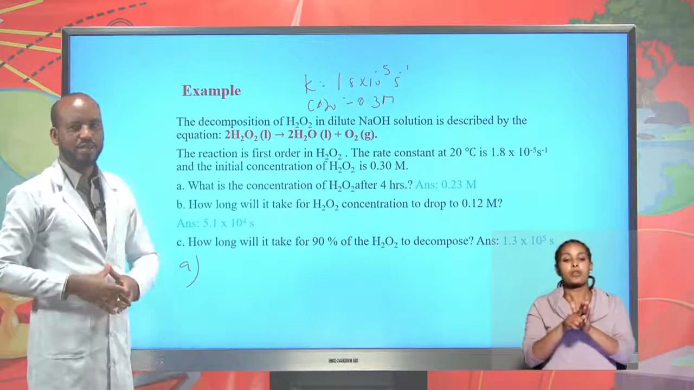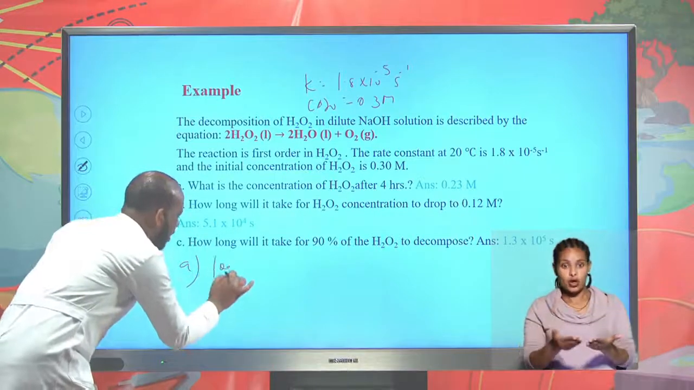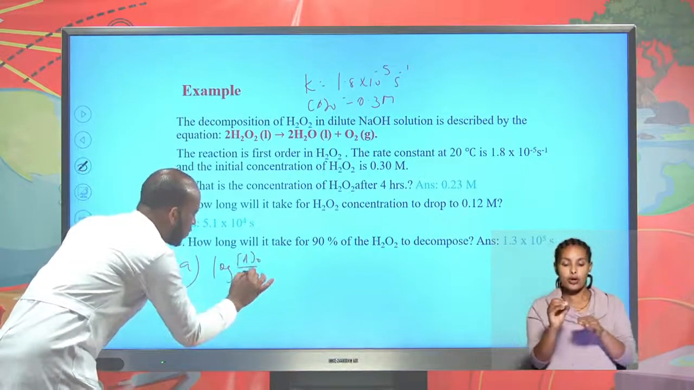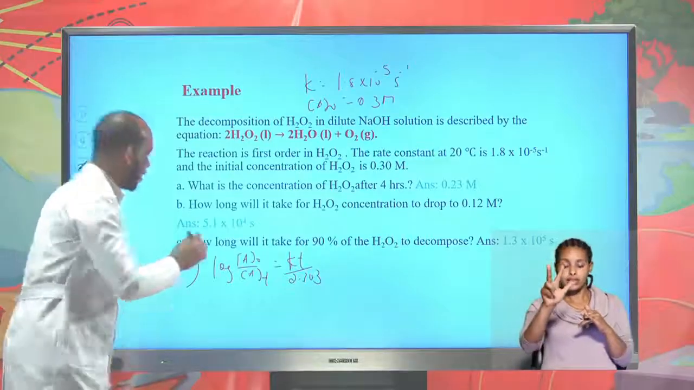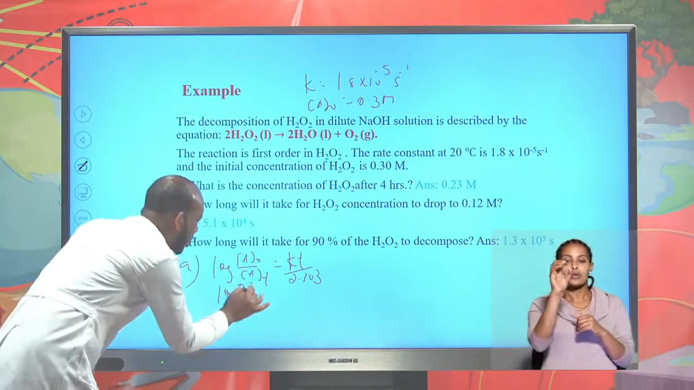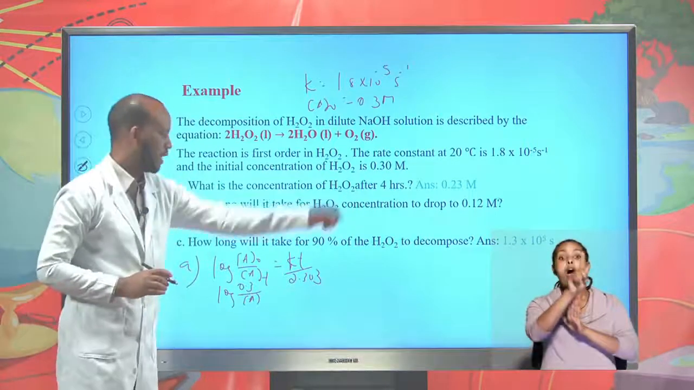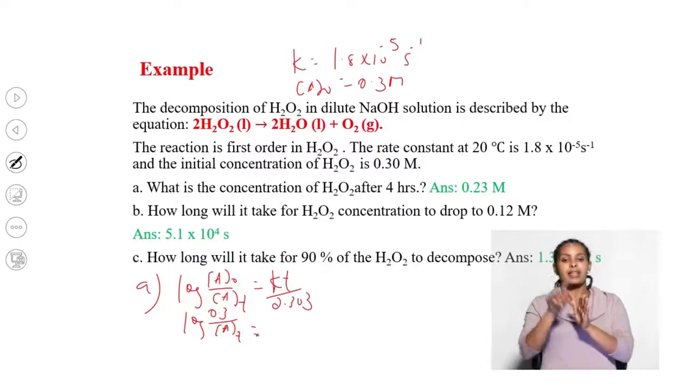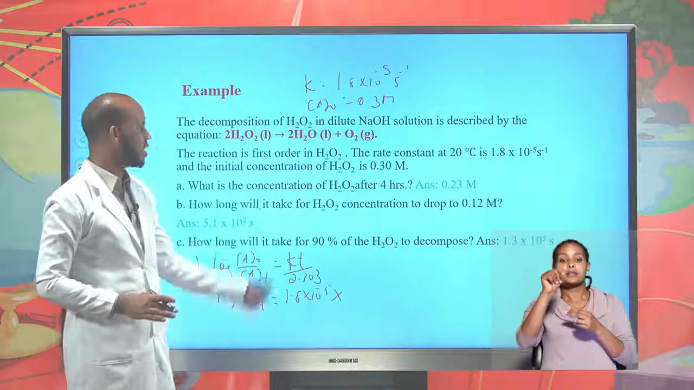From the integrated rate equation for a first order reaction, we have log of initial concentration A naught divided by concentration of M at any time t equals Kt divided by 2.303. Initial concentration is 0.3 divided by concentration of M after 4 hours. t equals 4 hours, K is the rate constant 1.8 times 10 to the power minus 5, times t, time in seconds.